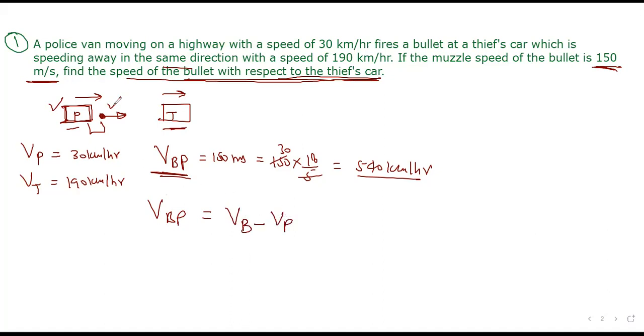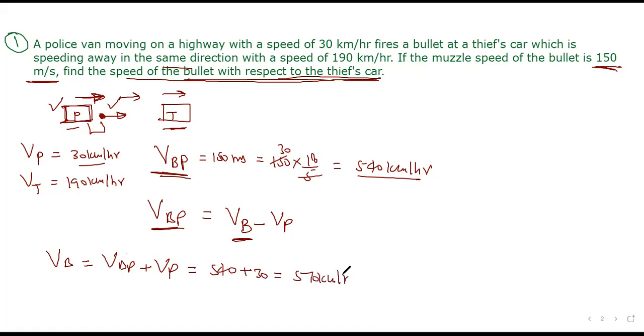No? They are moving in the same direction. The bullet is moving in this direction, the police van is also moving in this direction. So let's first find just the velocity of the bullet alone. This is the relative velocity that was given. So the velocity of the bullet will be VBP, the relative velocity, plus the velocity of the policeman. So 540 is the relative velocity, and the velocity of the police car is given as 30. So the total velocity becomes 570 kilometer an hour. This is the velocity of the bullet, keep in mind.